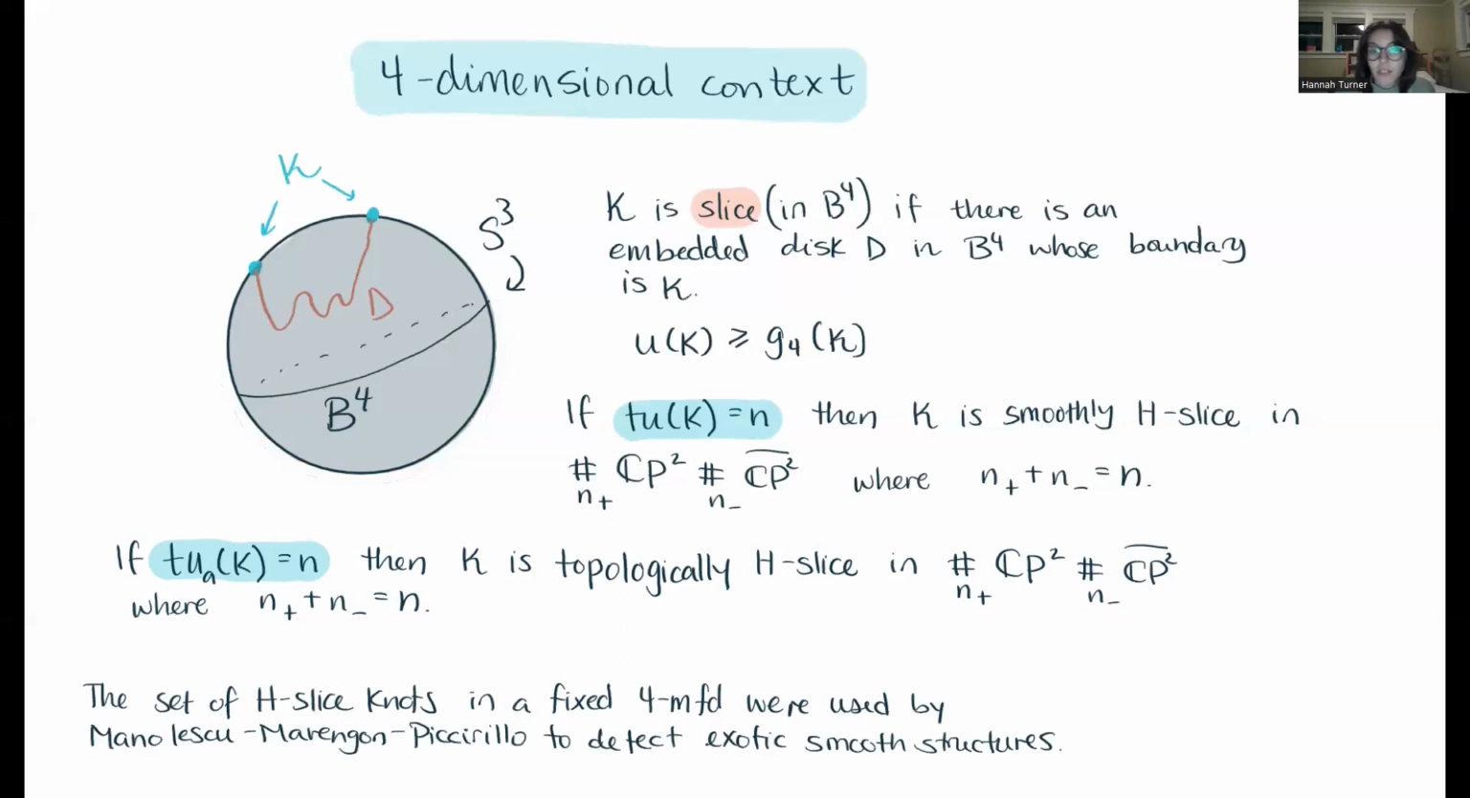I'll just say that the set of H-slice knots has been used by Manolescu, Marengon, and Piccirillo to study exotic smooth structures on certain 4-manifolds, in particular connected sums of CP2s and CP2 bars.